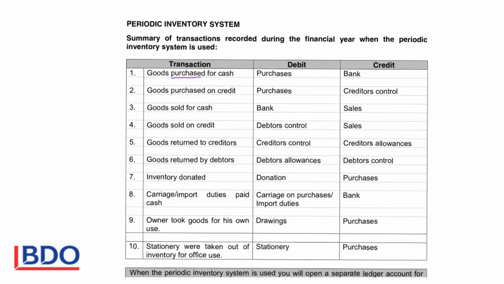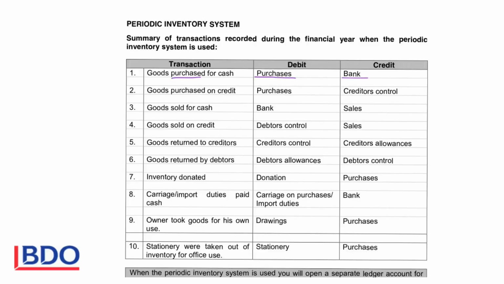When we purchase goods in the perpetual inventory system, we debit the inventory account. When you use the periodic inventory system, you are not allowed to record any entries in your inventory account during the year. Therefore, we will open a purchases account when goods are bought with the purpose of selling in the future. So the purchases account is debited. Because we pay cash, the bank account is credited.